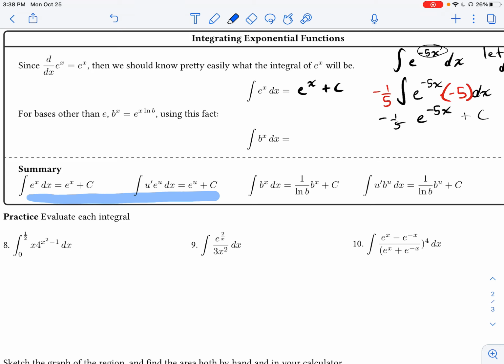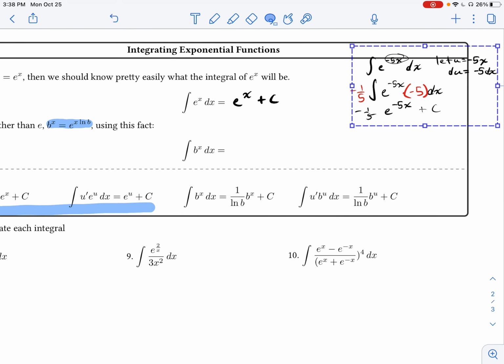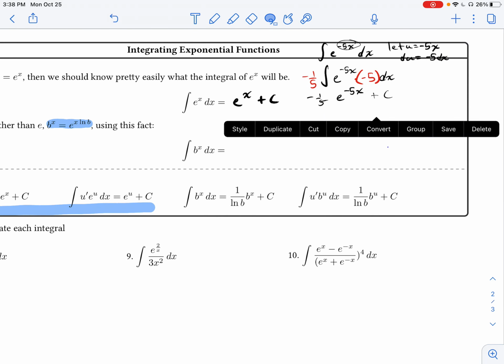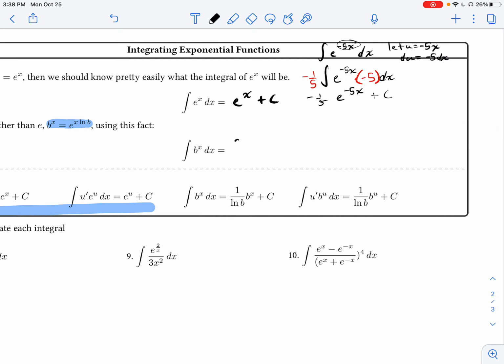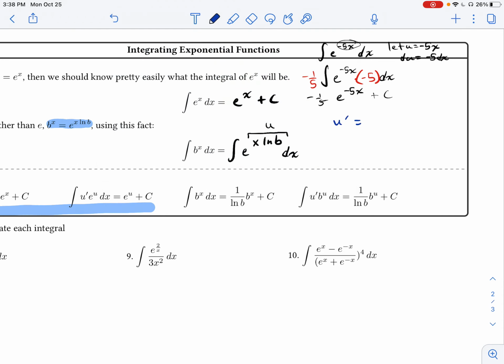And again, what about when our base is something other than e? Well, again, I'm going to leverage this fact here. Let me actually just make this smaller, to have some space to work with. So again, I'm going to rewrite this as e to the power of x ln b. And just like we did before, we're going to treat this as our u, where, let me do a different color, u prime is simply equal to the natural log of b.